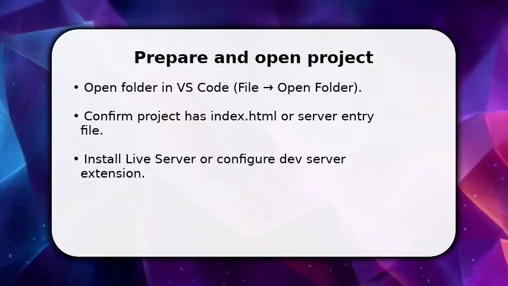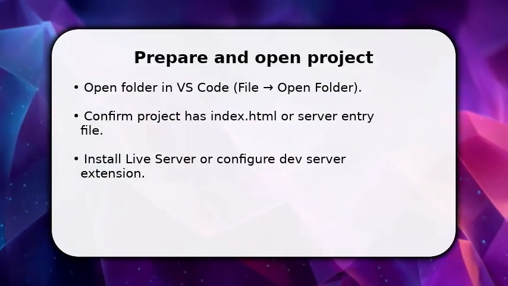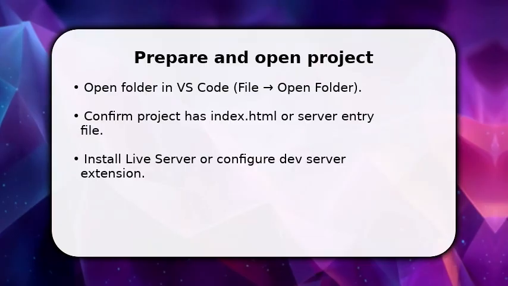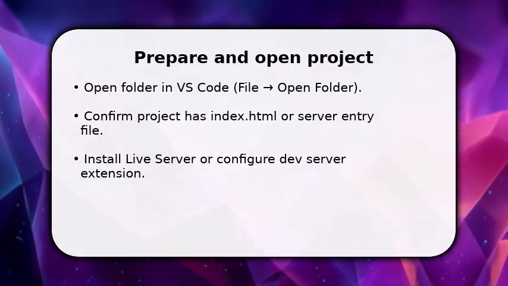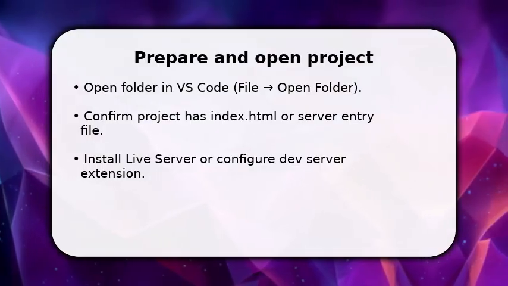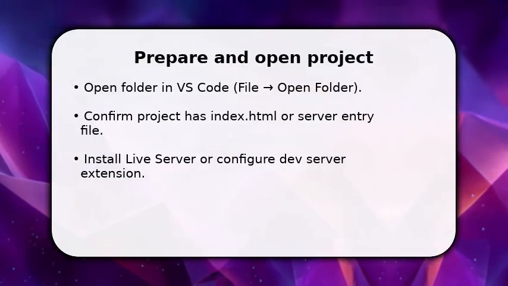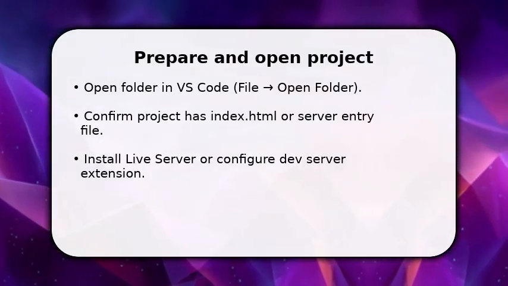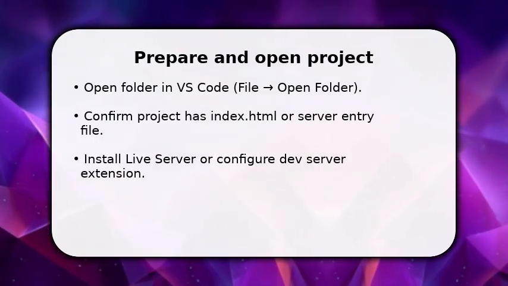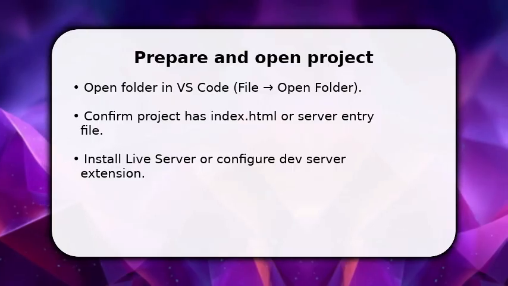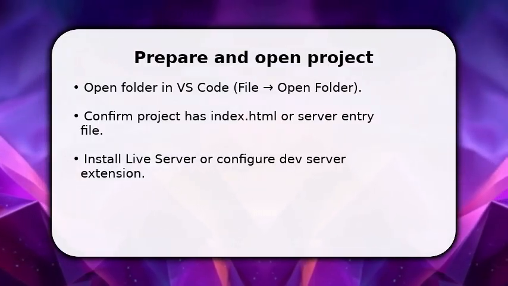You start by opening the project folder in VS Code and confirming there's a web entry file like index.html. Once done, install Live Server or another dev server extension so you can serve files locally. This is crucial because VS Code itself doesn't expose a public URL. Make sure to enable the extension and set the workspace as trusted. These first steps get you a working local server and the visible localhost address used in the next stage.